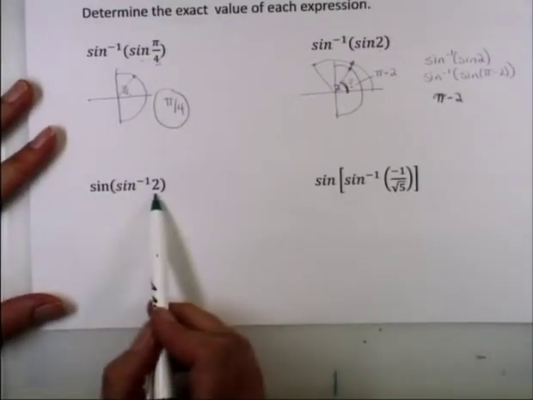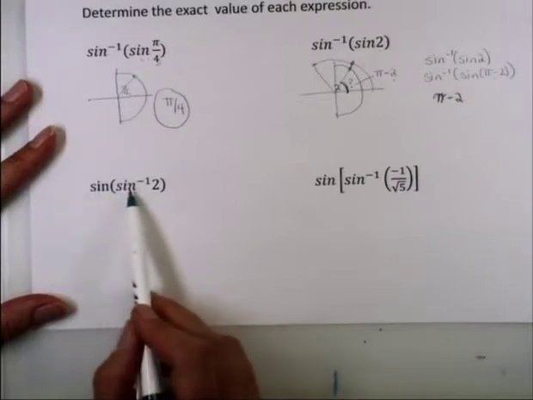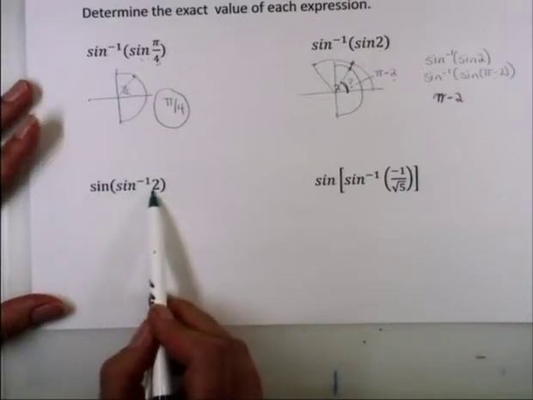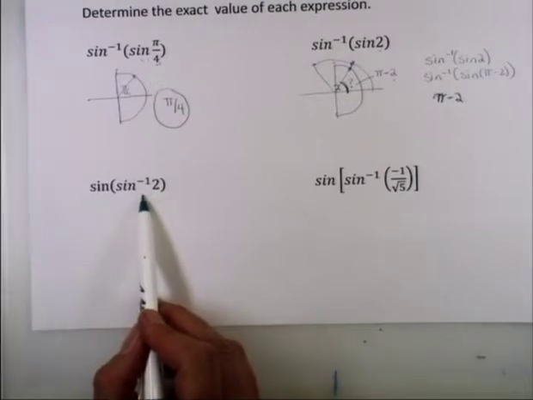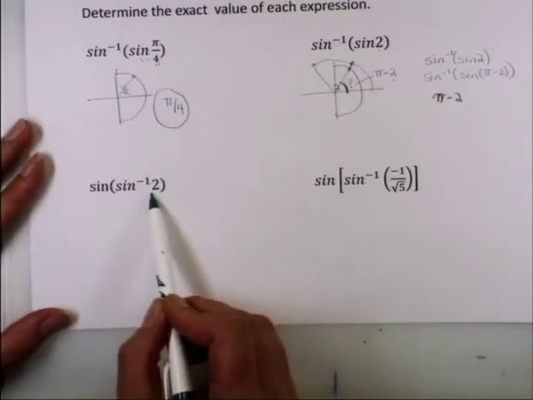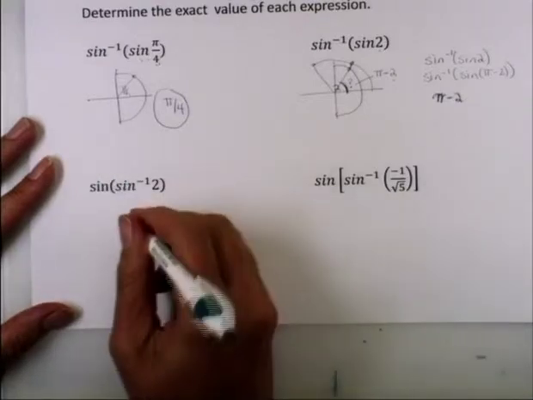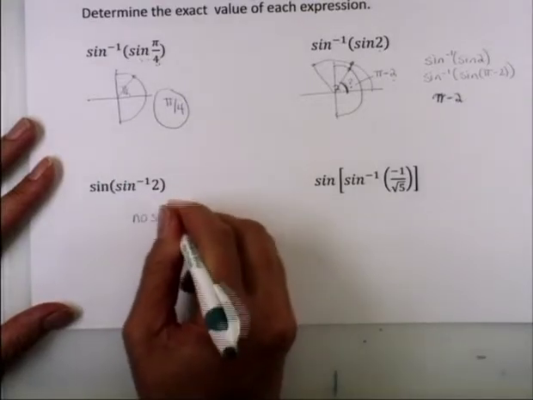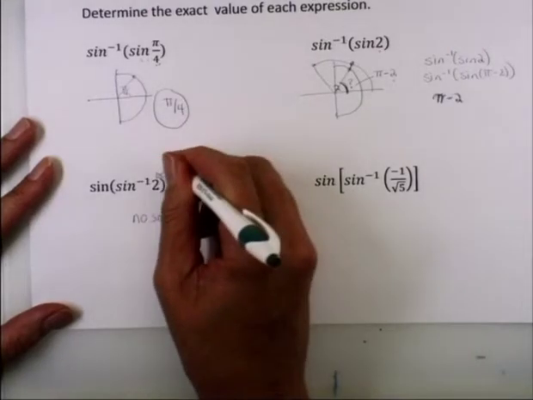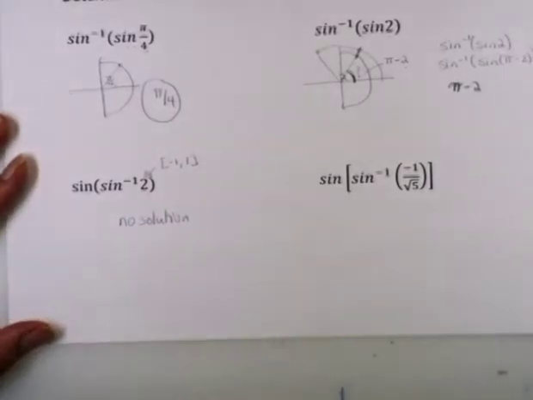Now look at this one. Since I'm composing the sine of the sine inverse, I don't have to worry about the restricted domain like I did on the last two. On this one, the sine inverse represents the ratio of the opposite over the hypotenuse. Is it possible to have a 2? No, we can't have a sine inverse of 2. So this is no solution. This is not possible at all. This number right here has to be between -1 and +1, so that one has no solution at all.